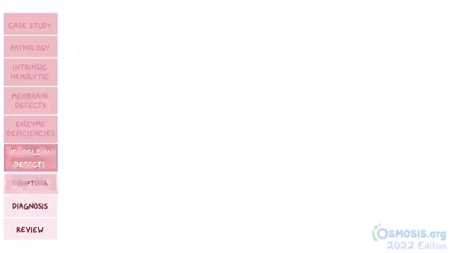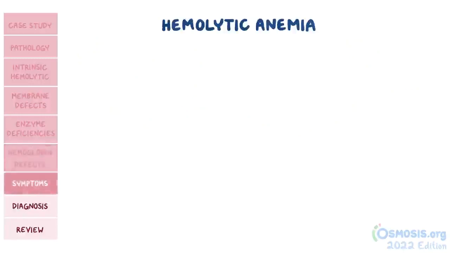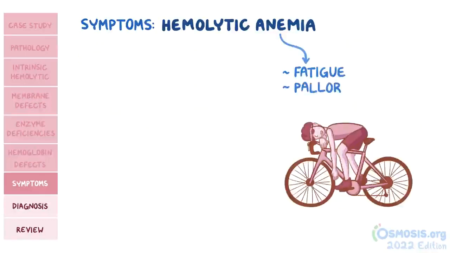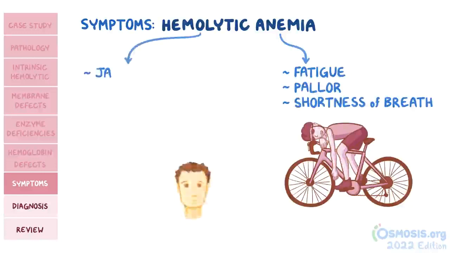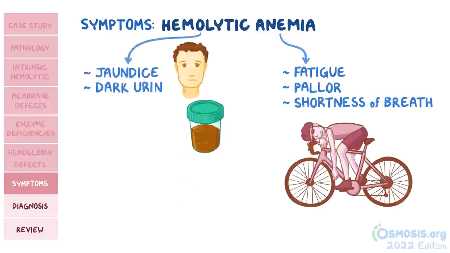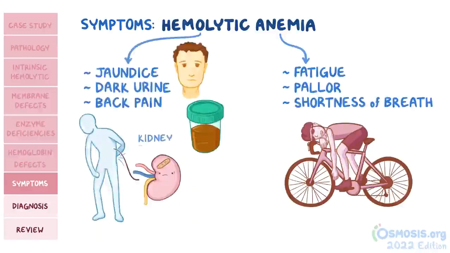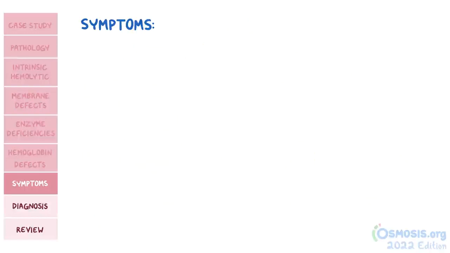Alright, now whatever the cause of hemolytic anemia, all of them can present with symptoms of anemia, like fatigue, pallor, and shortness of breath, and symptoms of hemolysis like jaundice, dark, tea-colored urine, and back pain due to kidney damage. Each of these diseases also has specific symptoms that are special to them, and these will help you to identify them.